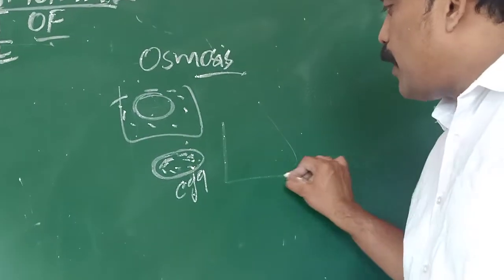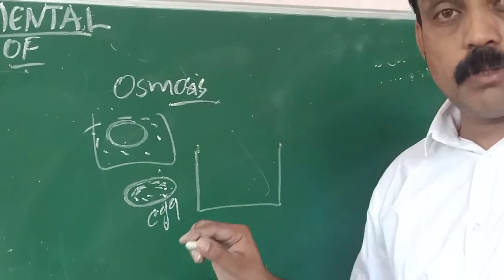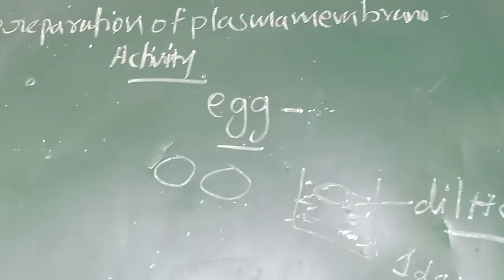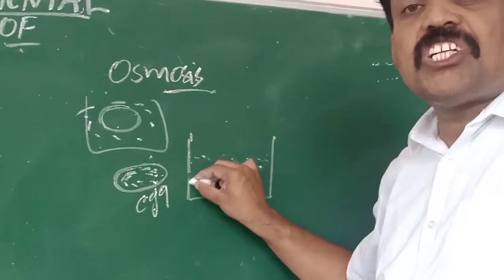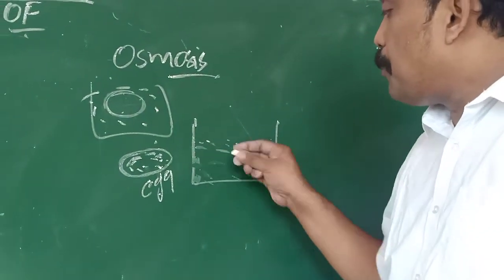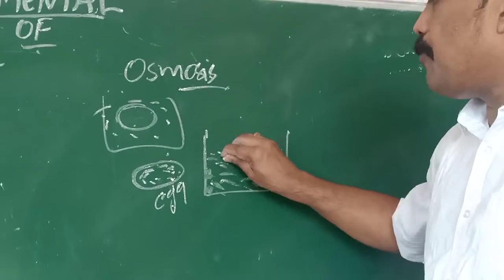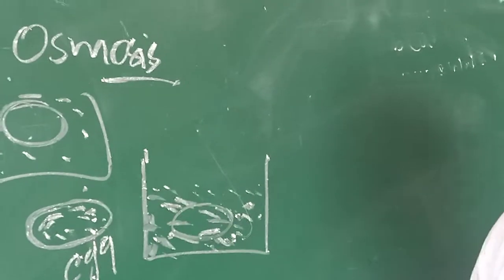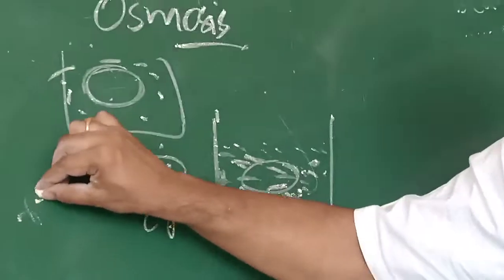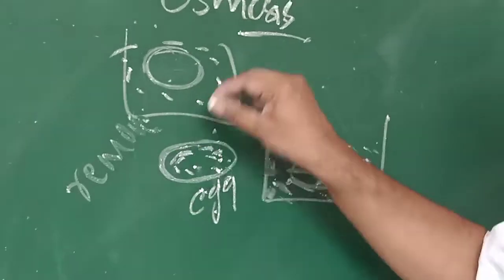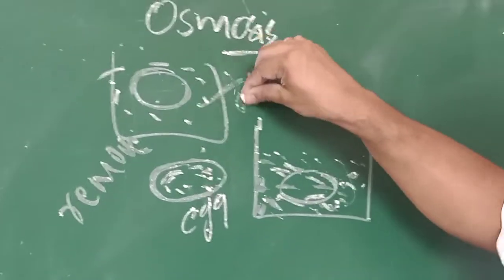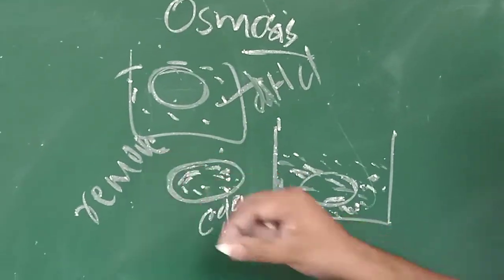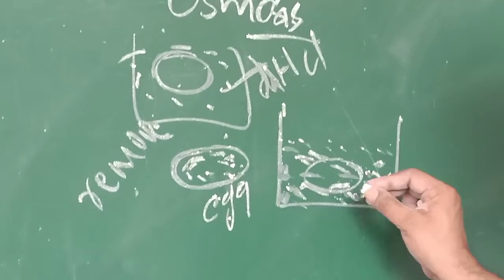Take some water in a beaker. Already we did some experiments about osmosis. In that you have to take what? Fresh water. I mentioned pure water, pure water or fresh water. Focus here. Fresh water. Keep the egg inside, the egg whatever we collected after removing the shell from dilute HCl. What happens to the egg?